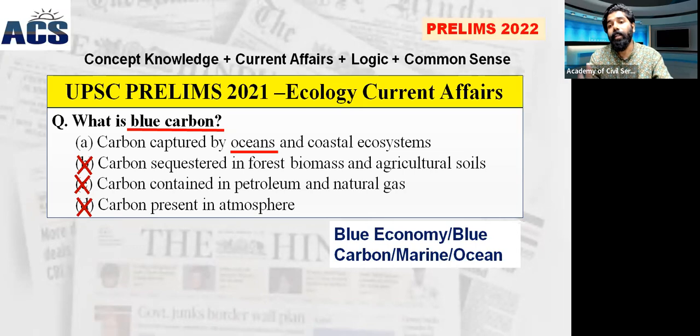So the right answer we feel is option A, because we have read something about blue economy, which is related to ocean, so blue carbon is also maybe related to ocean. By understanding this, with some knowledge, like half knowledge or maybe some reading of blue carbon or blue economy with regard to ocean, we will be able to solve this particular question.